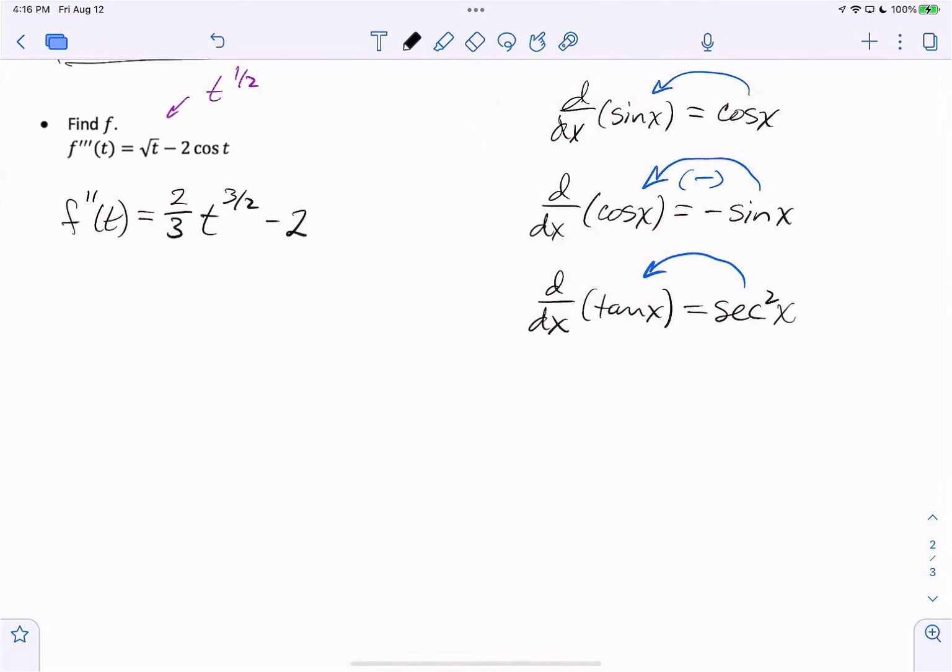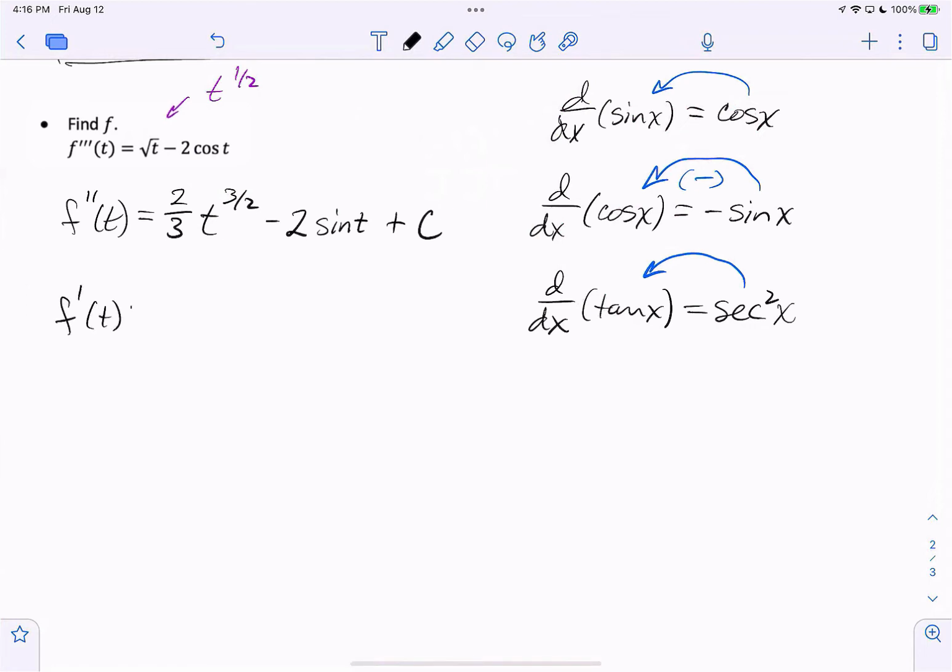Minus 2, just as a constant doesn't change a derivative, a constant doesn't change an antiderivative. The antiderivative of the cosine function is the sine function. So, sine of t plus a constant. Now we've only gotten to f double prime, so we're going to continue on.